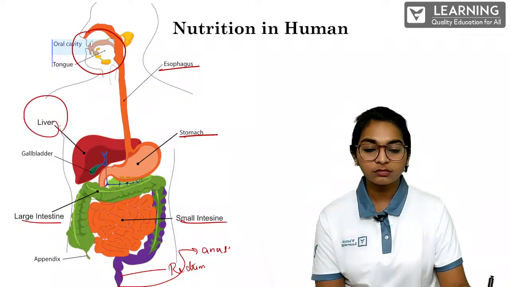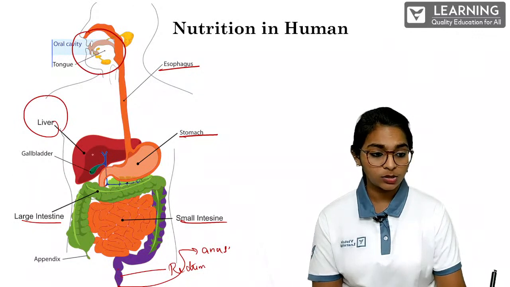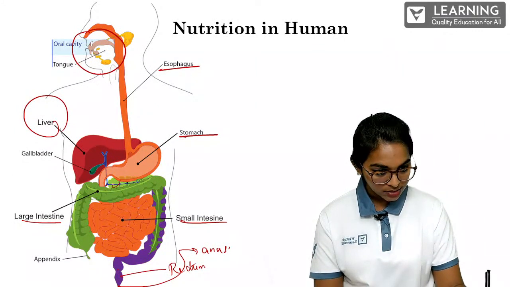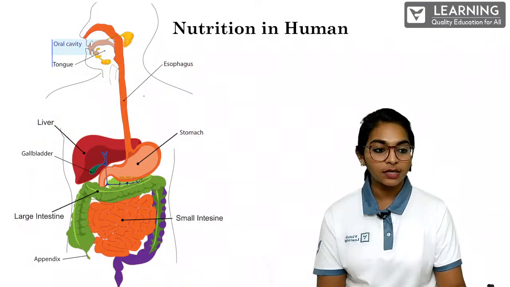And here the liver, the largest gland, also helps in the digestion process. And here you have the pancreas. The pancreas also plays a role in it. Okay, we'll start with the oral cavity or the buccal cavity.